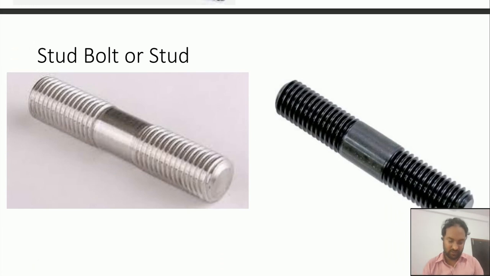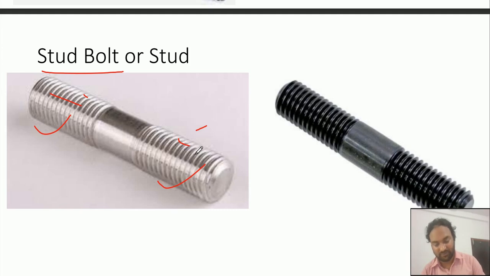Next is the stud bolt or stud. You see the stud bolt has thread at both ends and no head, so from both sides parts can be inserted and locked. Obviously, if the parts are being used, there are two ways: either cut the internal thread in the parts, or use a nut to lock from both ends or any one end as per requirement.